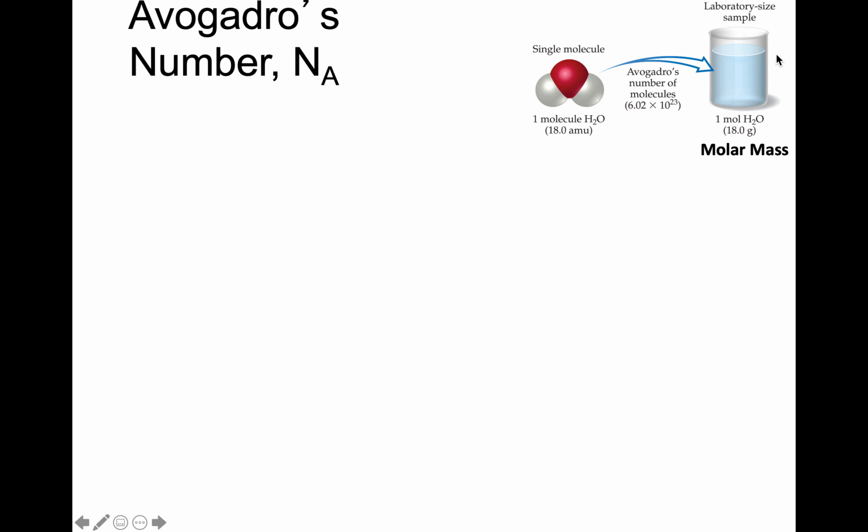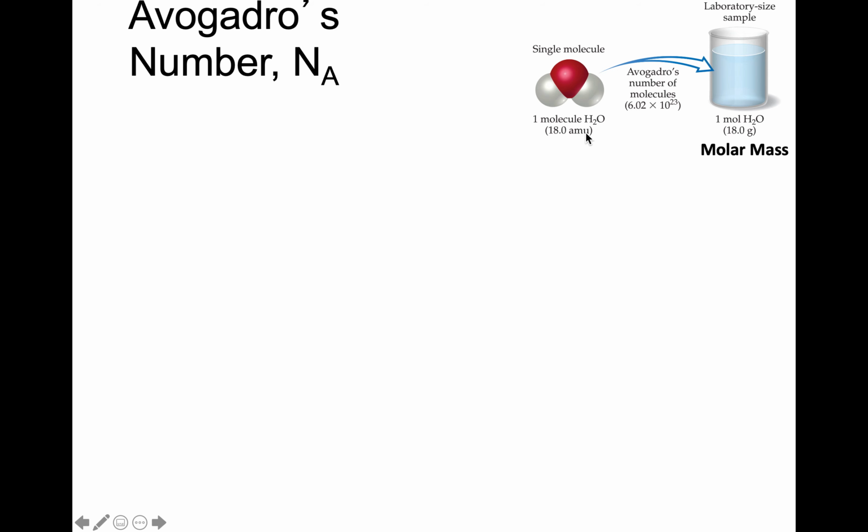To take that to an everyday amount, a laboratory size, something that we could actually measure, we're going to take that, and instead of considering just one molecule, we're going to consider a mole's worth. A mole's worth is 6.02 times 10 to the 23rd of those. Avogadro's number's worth. So instead of looking at just one molecule, we're going to look at a mole's worth, 6.02 times 10 to the 23rd molecules.